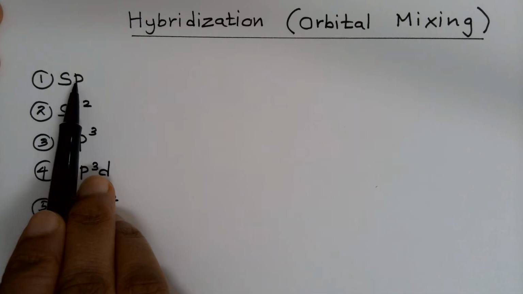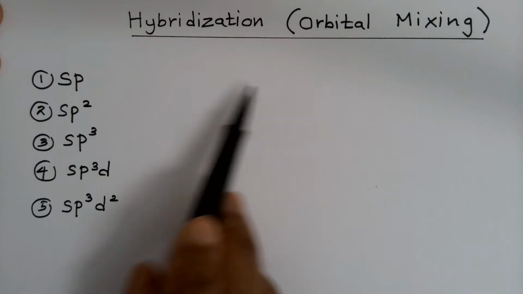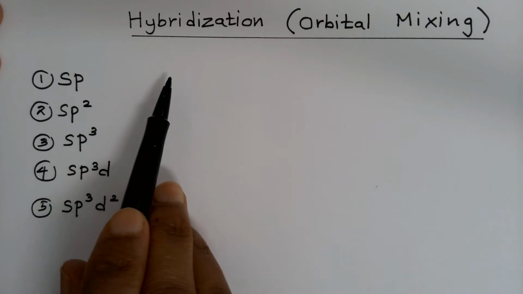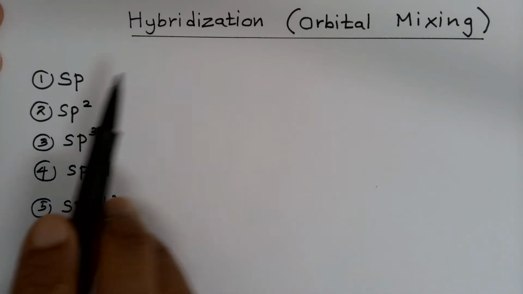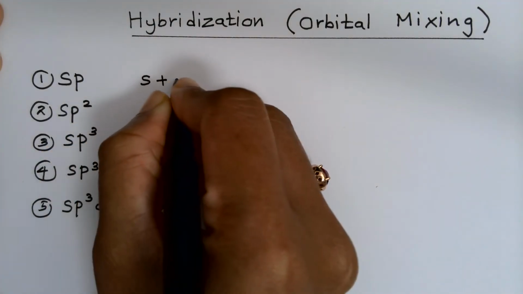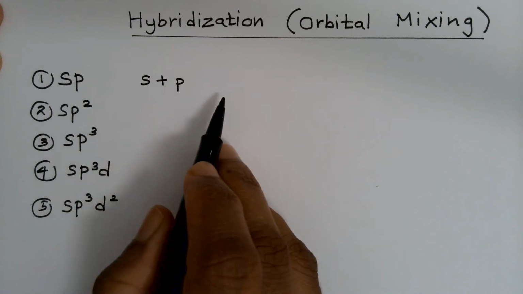How many orbitals mix? 1, 2. 2 orbitals mix to make 2 sp hybridized orbitals. The number of orbitals mixed is equal to the number of hybridized orbitals formed. This is 1 s orbital mixed with 1 p orbital to make 2 sp orbitals.